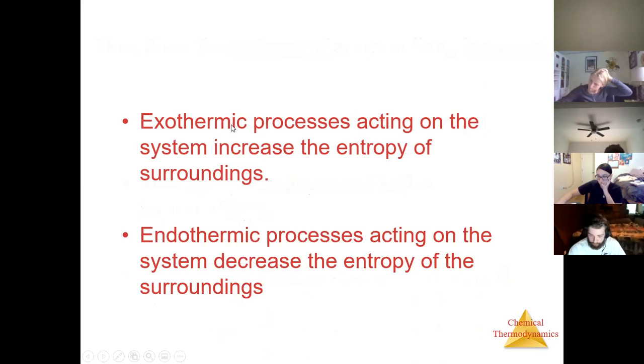Think about it this way. My system is exothermic. It's releasing heat. If the surroundings temperature increases, even infinitesimally, then my surroundings entropy has increased. On the other hand, if I have a positive delta S in my system, then I have to put energy into that. The energy comes from the surroundings, which decreases the entropy of the surroundings.